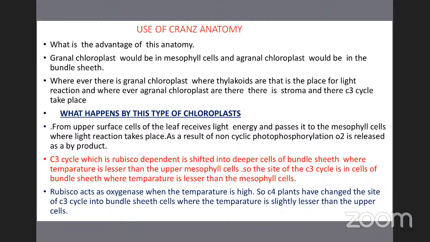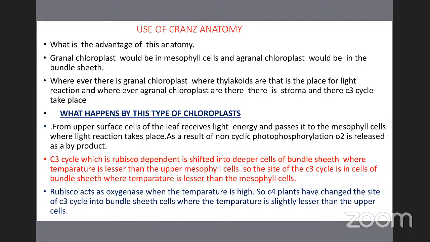And the second is non-cyclic photophosphorylation, where two types of systems are involved: pigment system 2 and pigment system 1. First, the reaction starts in pigment system 2. That means the pigment and the accessory pigments receive the photons. These accessory pigments also transfer the photons to the reaction center. By the excess of these photons, it gets excited and releases electrons, and these electrons are accepted by the primary electron acceptor.